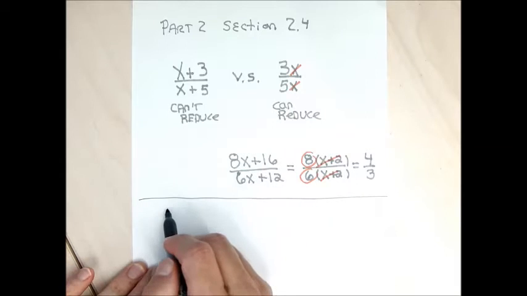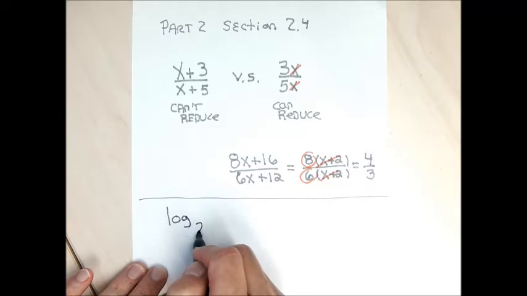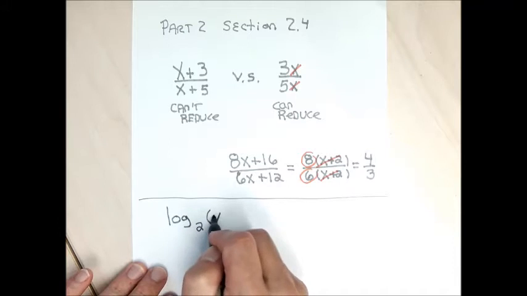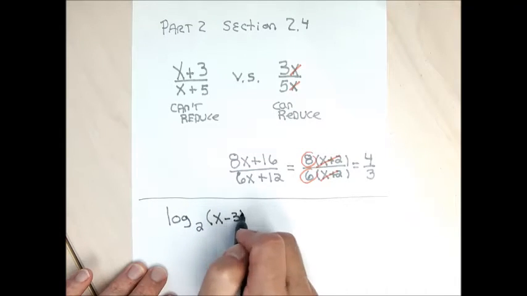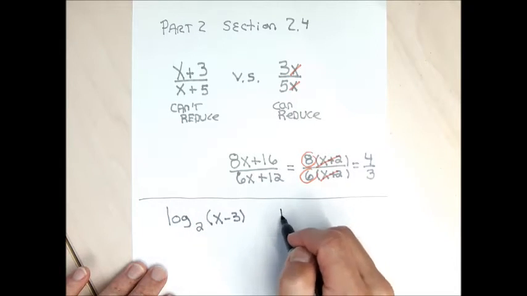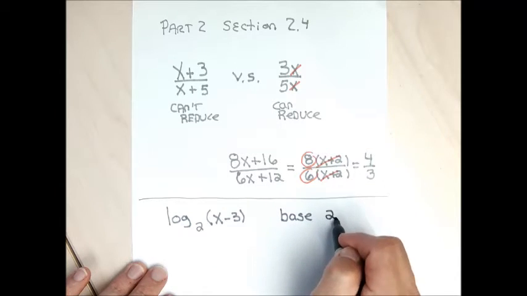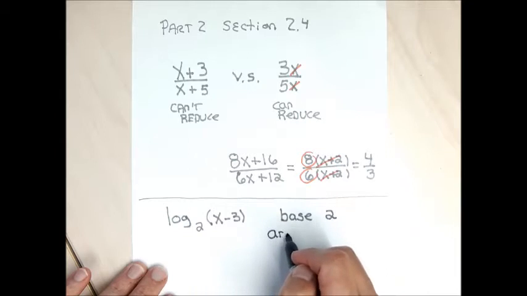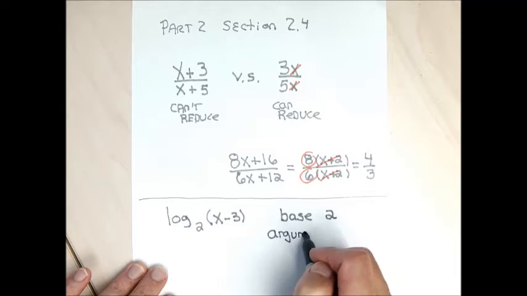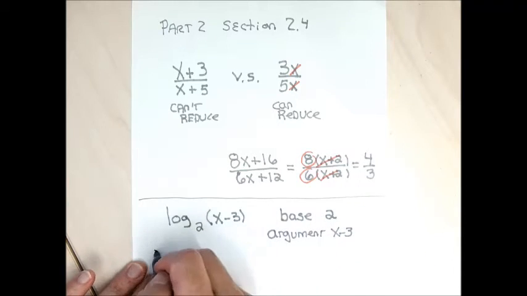The other thing that we're going to have to know a little bit about are the parts of logarithms. This I would read as a log base 2 of x minus 3. And in this particular logarithm, the base is 2, and the argument is x minus 3.